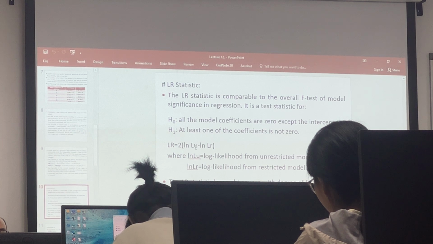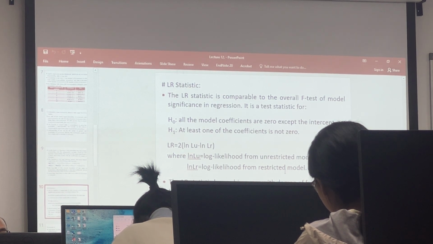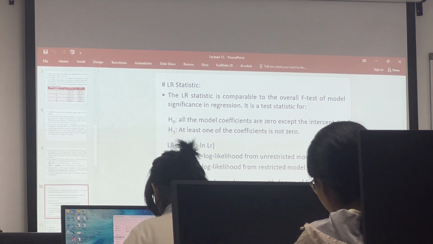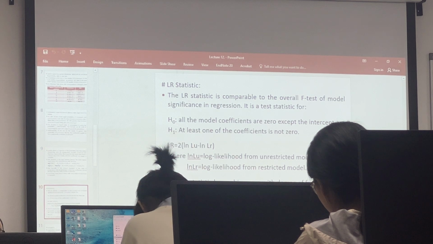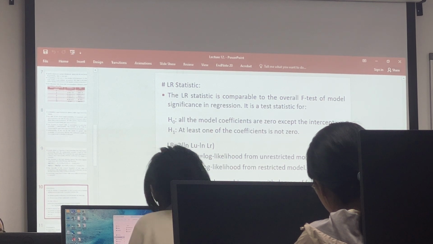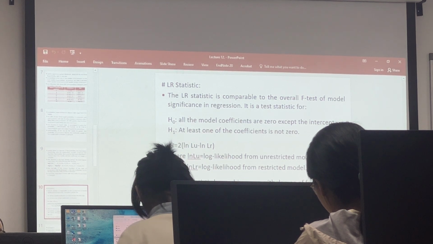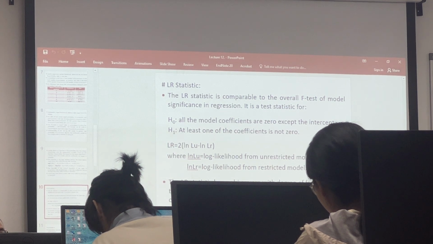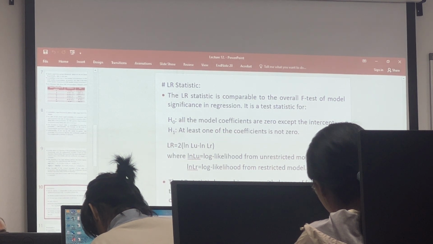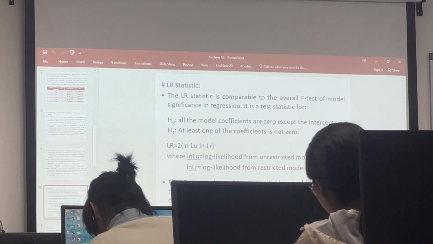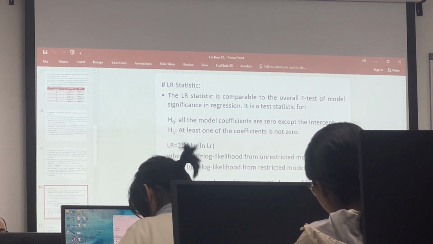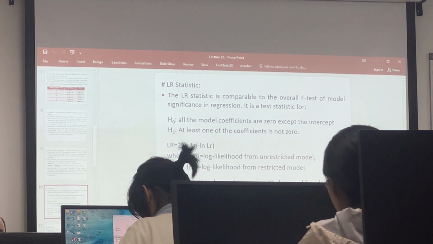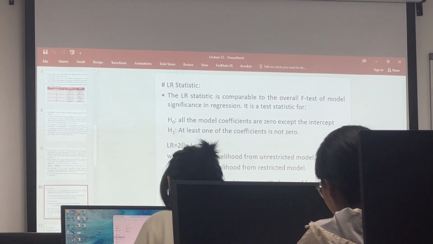This one represents the log likelihood from the unrestricted model, and this one is for the restricted model. The LR statistic has a chi-square distribution with degrees of freedom equal to the number of explanatory variables. We reject the null hypothesis if the test statistic is greater than the value from the chi-square table, or you can also just decide based on the p-value. If you use EViews, it provides the p-value as well. So if the p-value is less than the significance level alpha, then reject.